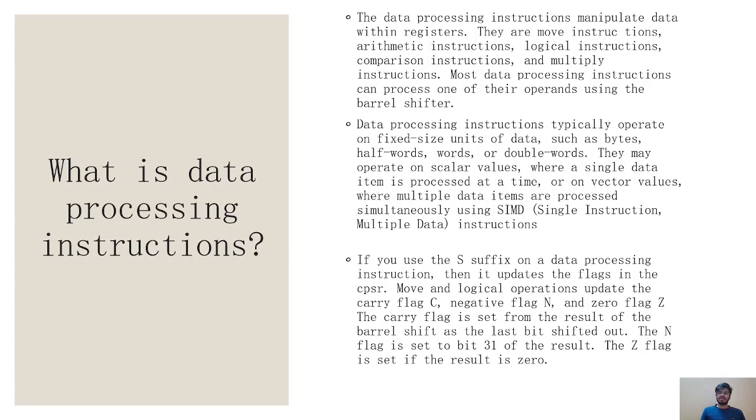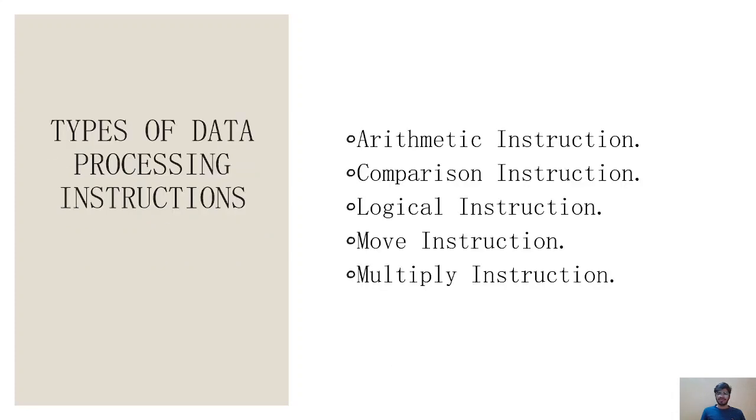Move and logical operations update the carry flag C, negative flag N, and zero flag Z. The carry flag is set from the result of the barrel shift as the last bit shifted out. The N flag is set to bit 31 of the result. The Z flag is set if the result is 0.